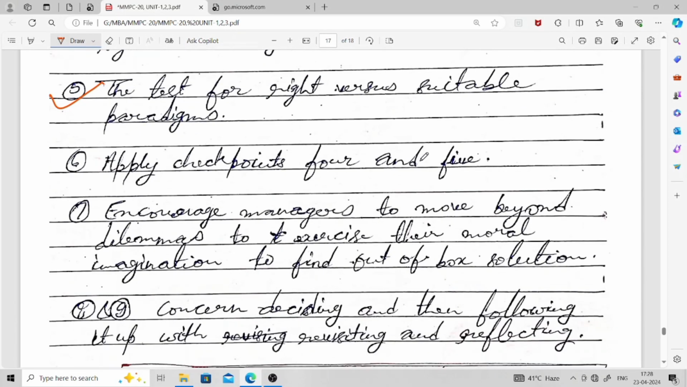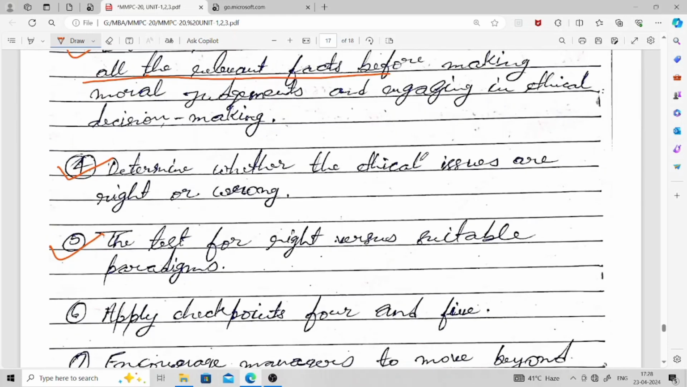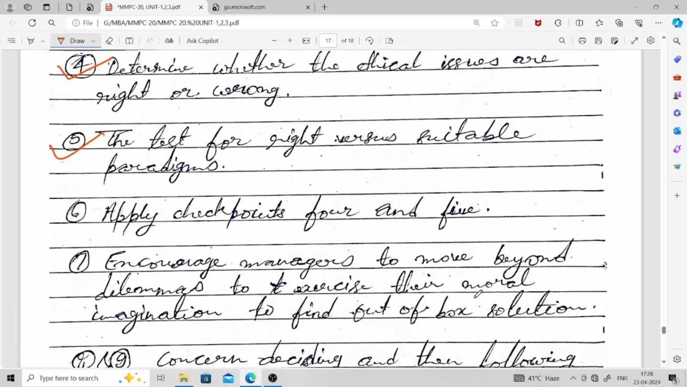Then apply checkpoints 4 and 5. Means whatever I told in points 4 and 5: whether the ethical issues are right or wrong, or in the fifth one, right versus suitable paradigms. So these 4 and 5 you have to check.